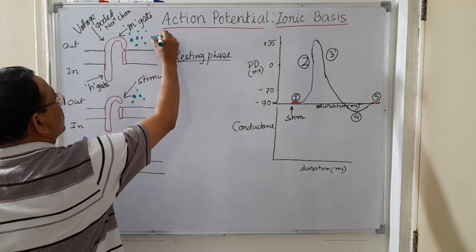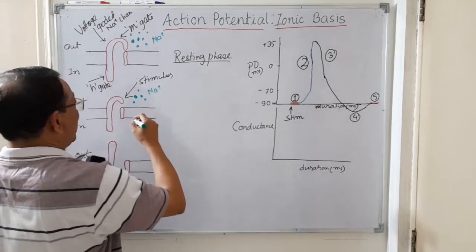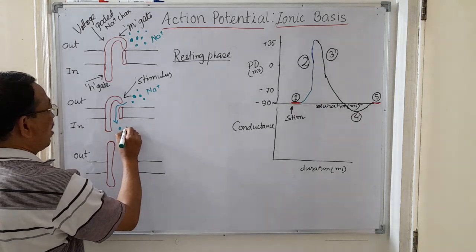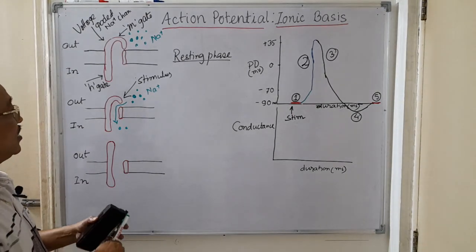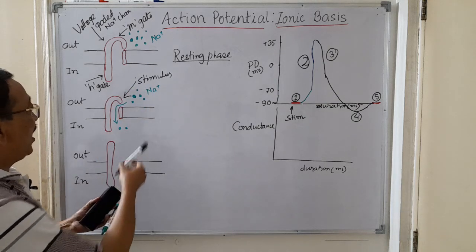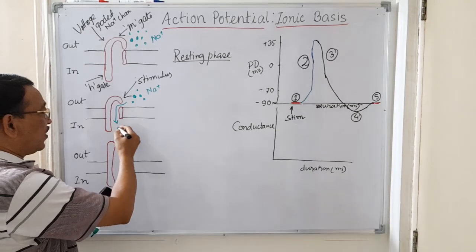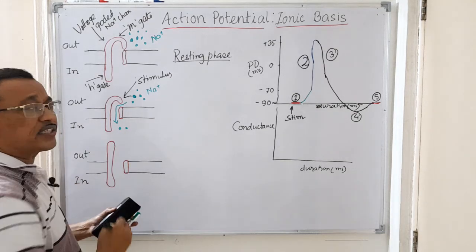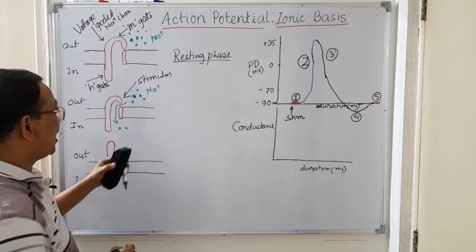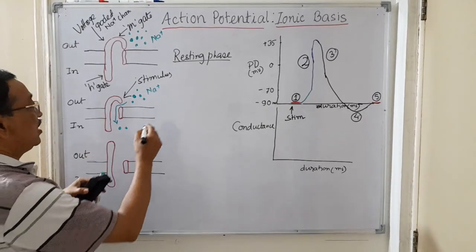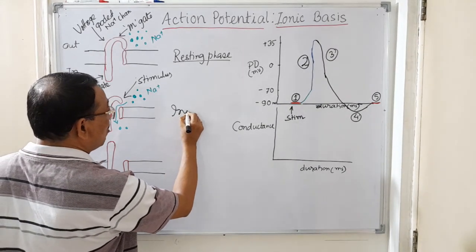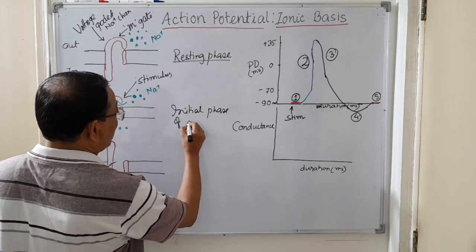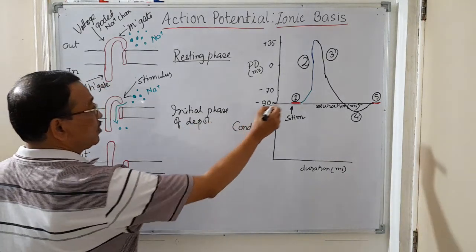these are the sodium ions. Due to concentration gradient, there is a slight entry of the sodium ions to the inside of the membrane. That means some sodium ions will now enter through the slight opening of the M gate of the voltage gated channels, and this is the initial phase of depolarization.